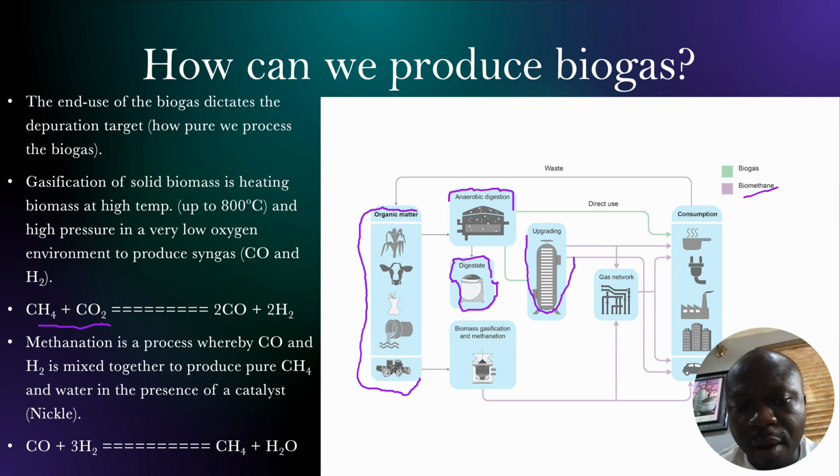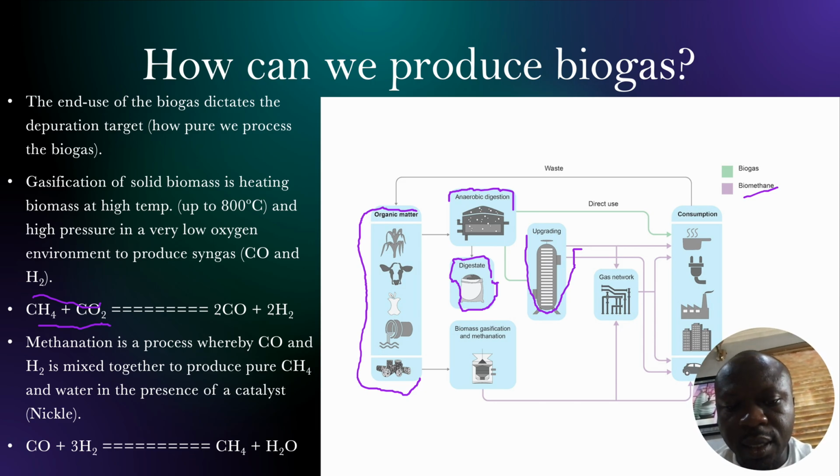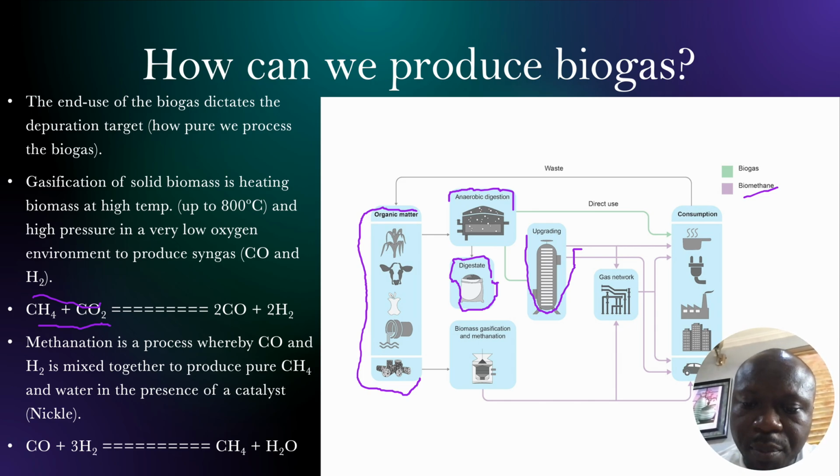We have here our biogas, which is methane and carbon dioxide, reacting to produce syngas, which is carbon monoxide and hydrogen. The carbon monoxide and hydrogen mix together to give us pure methane and water, which is the end product we have here as the biomethane, and it can now be supplied to the gas network. For those in the UK, it can be supplied to the national grid, or it can be used also for electricity.